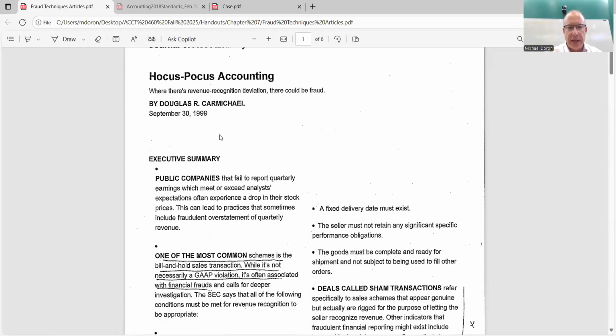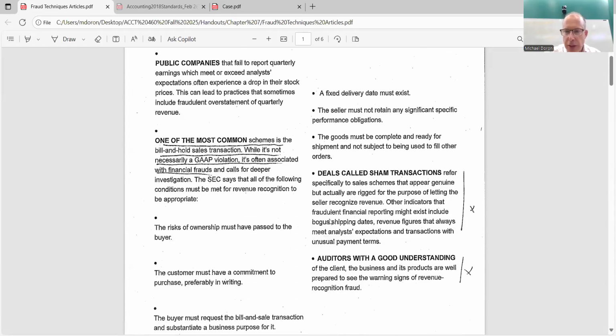Hocus pocus accounting. First, let's read this little thing where he talks about it in general. Deals called sham transactions refer specifically to sales schemes that appear genuine, but actually are rigged for the purpose of letting the seller recognize revenue. Other indicators that fraudulent financial reporting might exist include bogus shipping dates, revenue figures that always meet analysts' expectations, and transactions with unusual payment terms. Auditors with a good understanding of the client, the business, and its products are well prepared to see the warning signs of revenue recognition fraud.